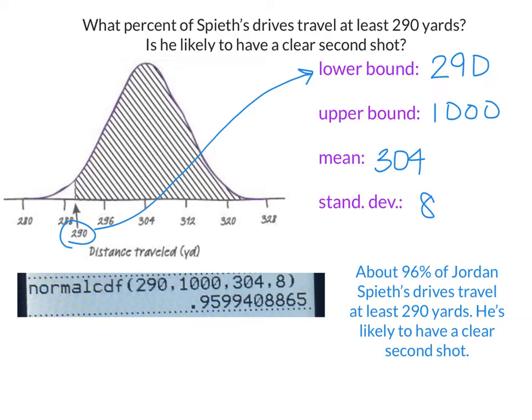So what percent of his drives travel at least 290 yards? About 96% of his drives travel at least 290 yards. And is he likely to have a clear second shot? I'd say with 96%, yeah, he's likely to have a clear second shot.